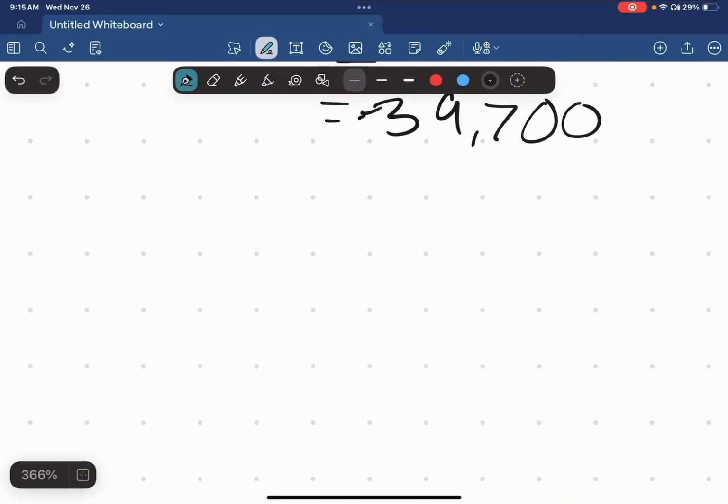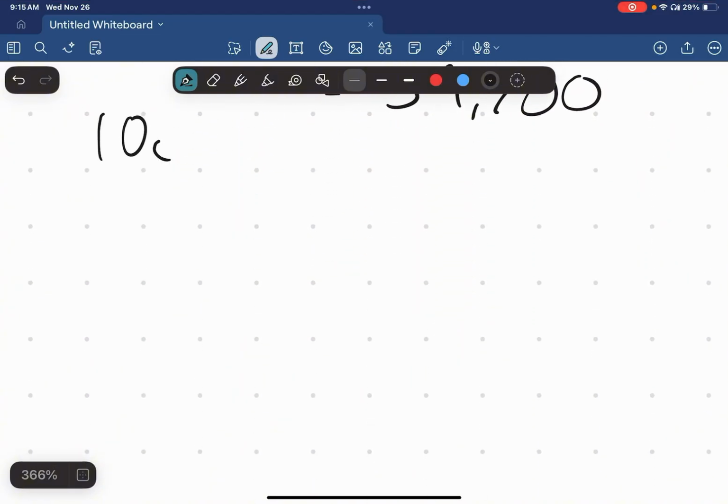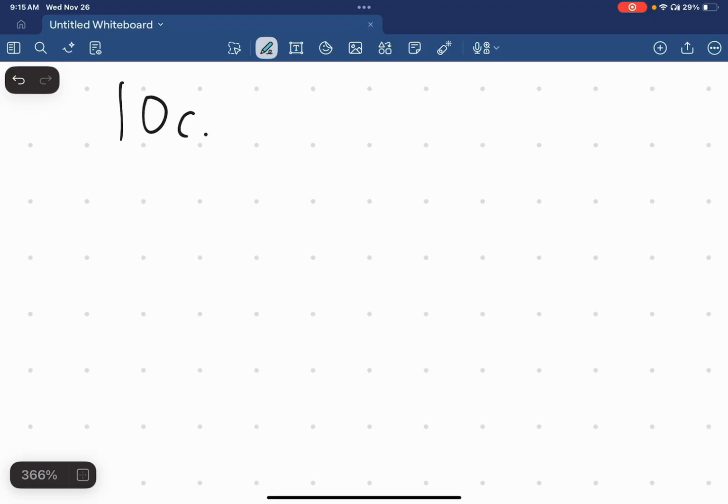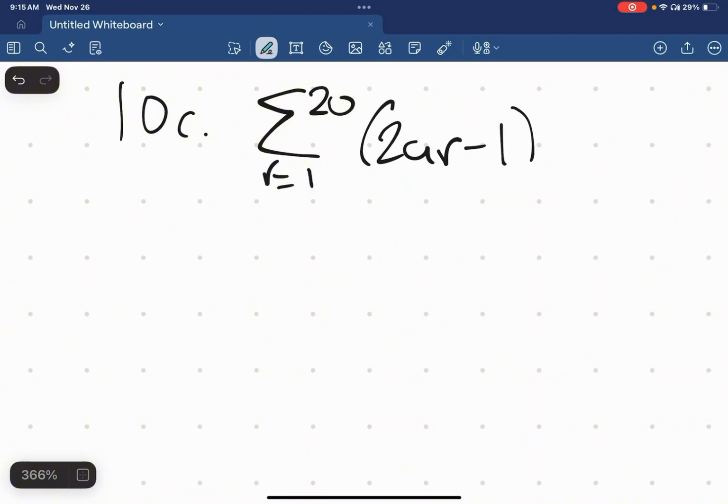Okay, 10C. Repeat of last time. They love to do this when they introduce variables. Okay, how do I get this off my screen? There we go. Yeah, they love to just introduce variables at the end, but we're not afraid of them. R equals 1 to 20, so find the first 20 terms of 2ar minus 1.